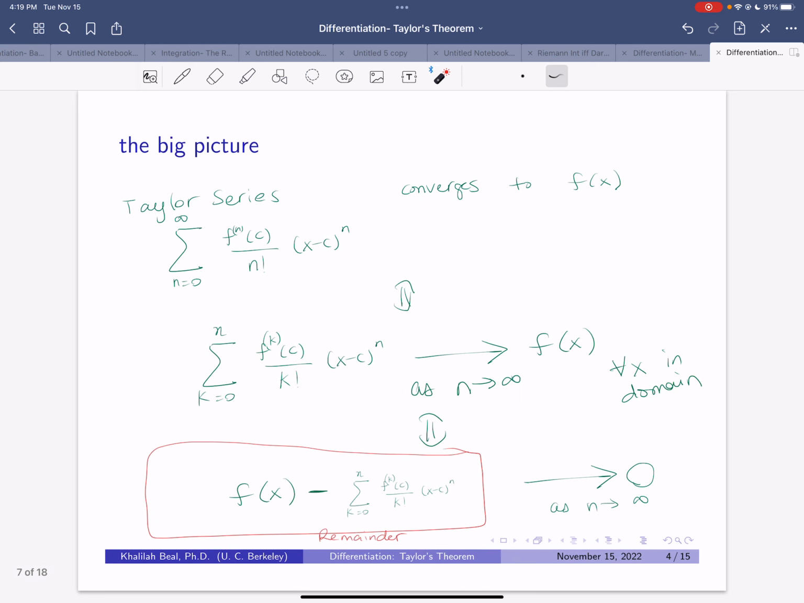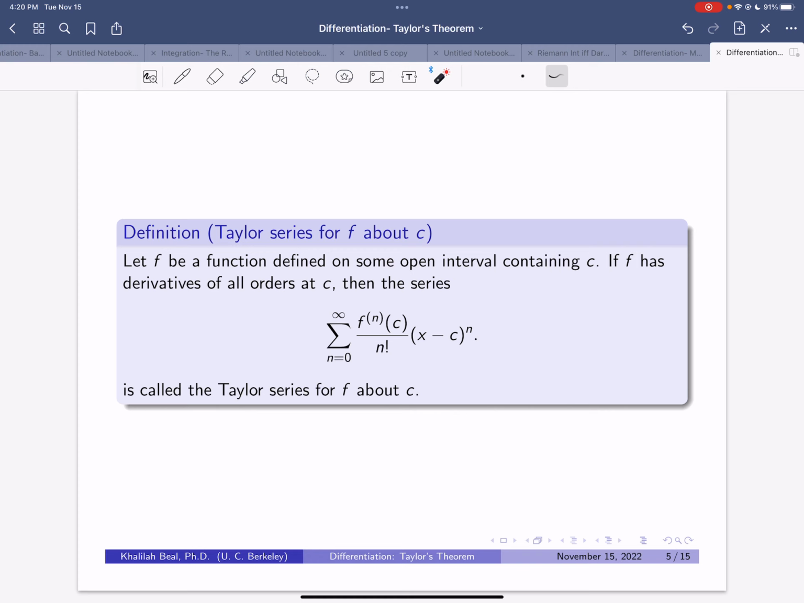All right. So let's formally give the definition of the Taylor series for a function about a center c. C just stands for center, so you think of c as the center of your domain of interest. This is the same definition that we had before. And you might have seen from before, the partial sums of the Taylor series are called the Taylor polynomials. So Taylor polynomials are the partial sums of Taylor series.